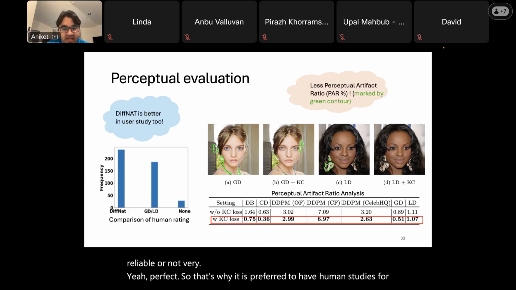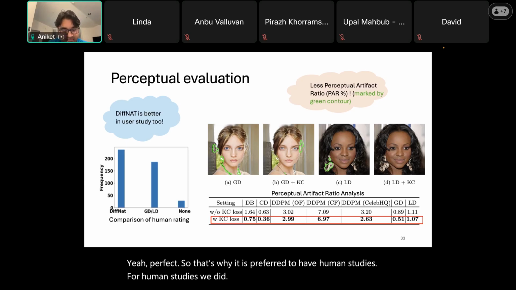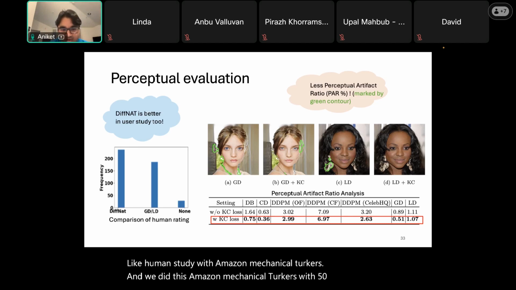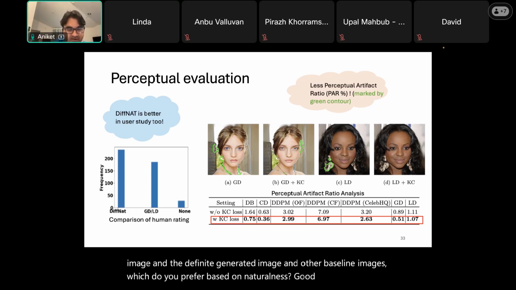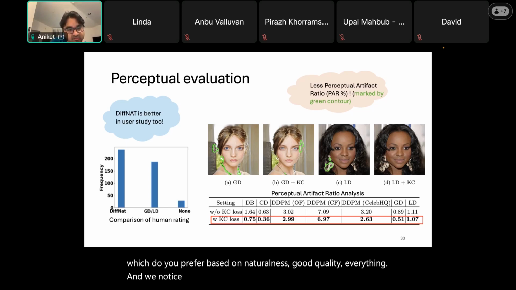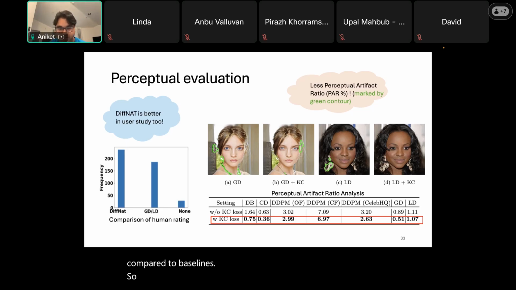For human studies, we used Amazon Mechanical Turkers, with 50 unbiased and unknown observers, and asked them: given this image, the DiffNat generated image, and other baseline images, which do you prefer based on naturalness, good quality, everything? We noticed that humans also prefer DiffNat generated images compared to baselines. So that concludes the DiffNat work. If you have any questions, please let me know.